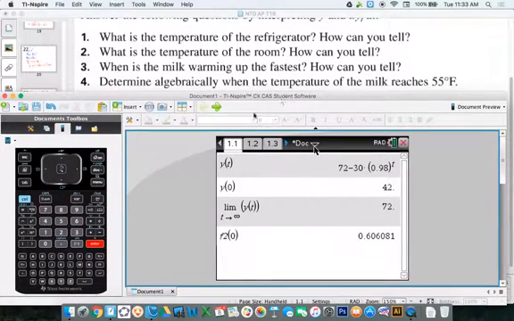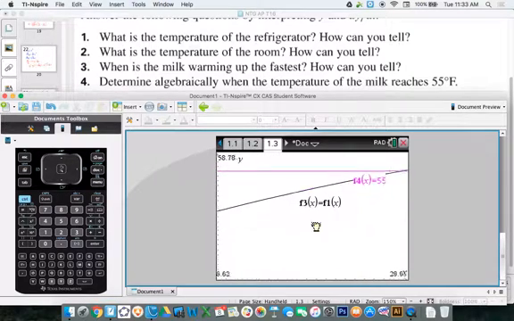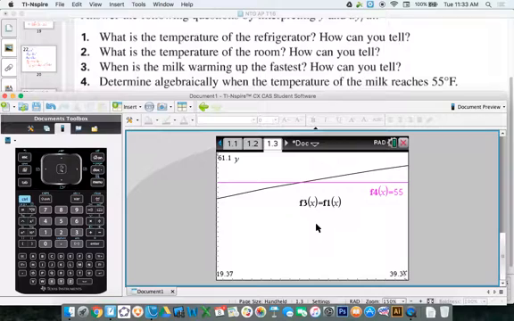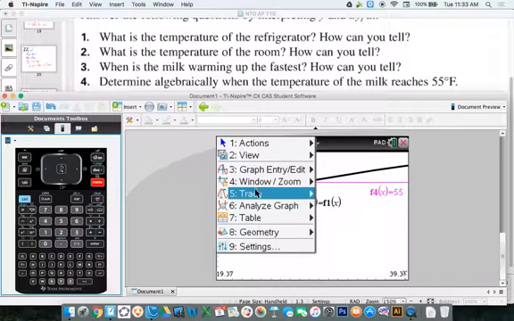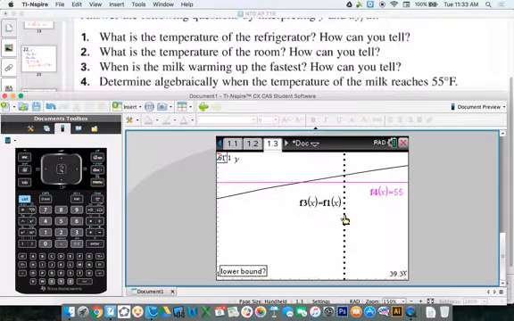Well, we're not going to do this algebraically. We're going to graph 55. We're going to graph the function. We're going to see where they cross. Okay, so when it happens is right here. We'll do an analyze graph, or second calc intersection for those of you with the 84s. We'll find out where they cross, and they cross when the question is when.